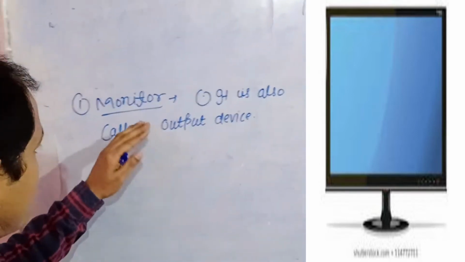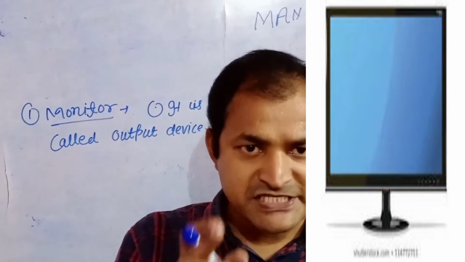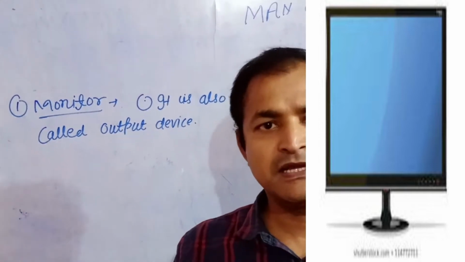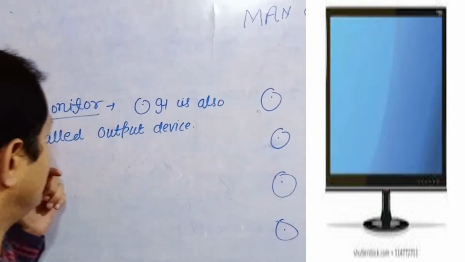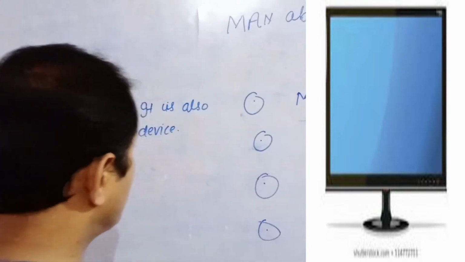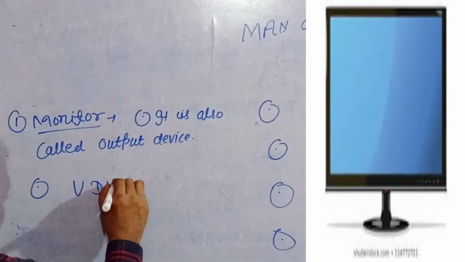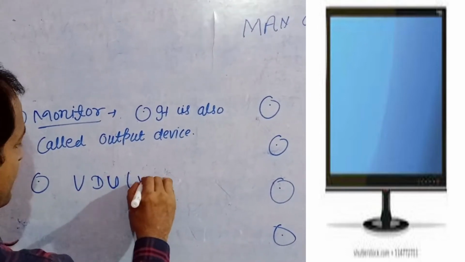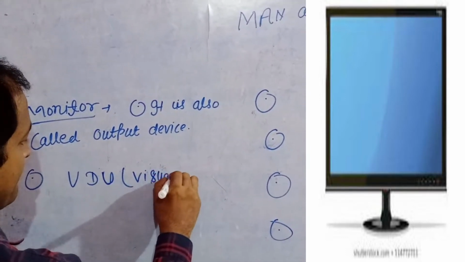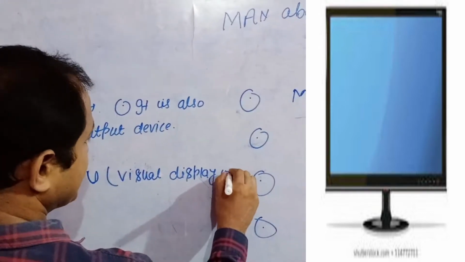Because every student saw the movie, saw the picture, so this is the output. This movie is shown on the monitor, so this is the output. This monitor is also known as VDU. What is the full form of VDU? Visual Display Unit.